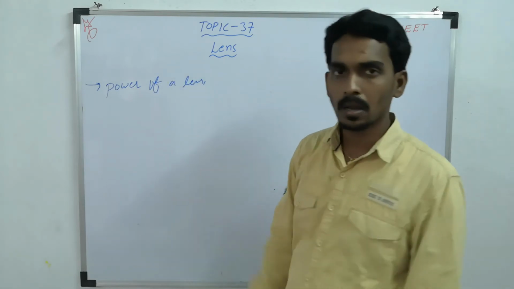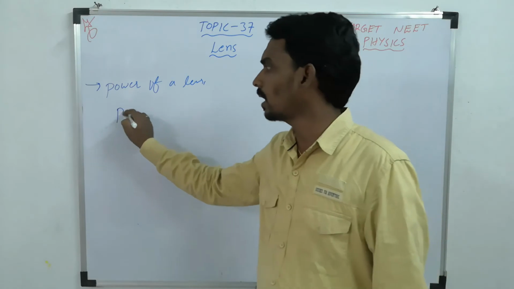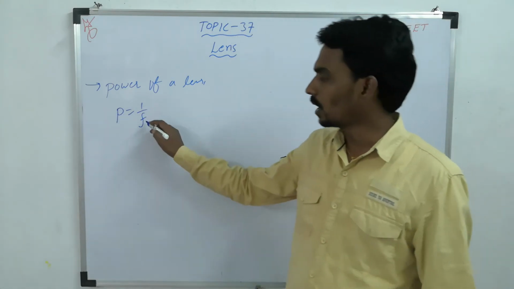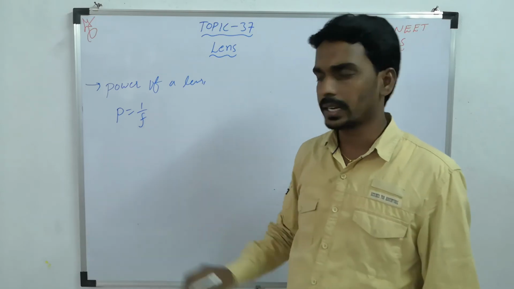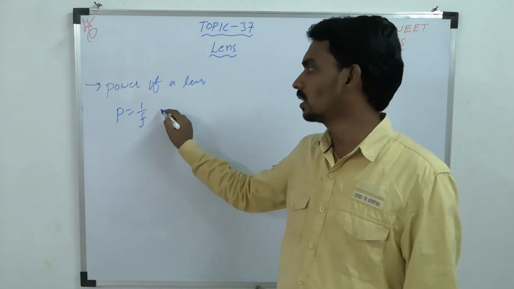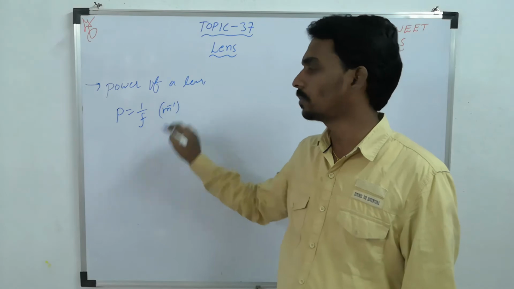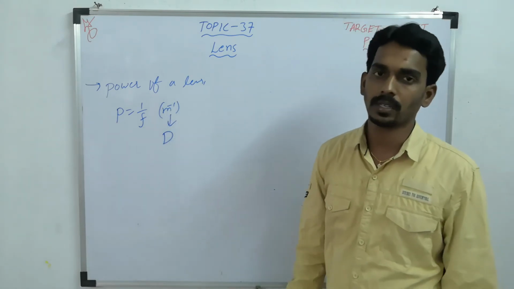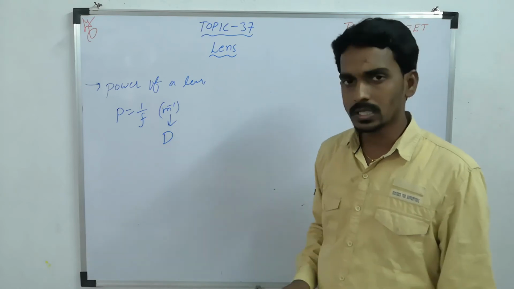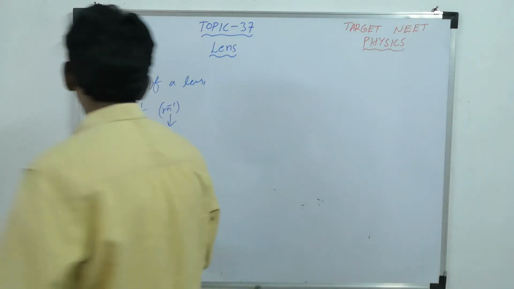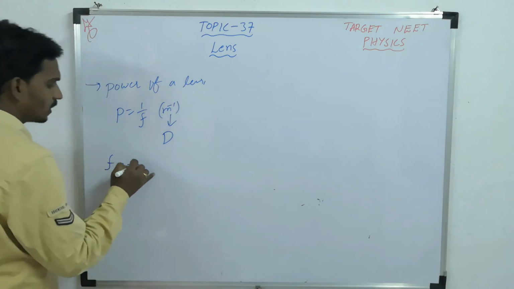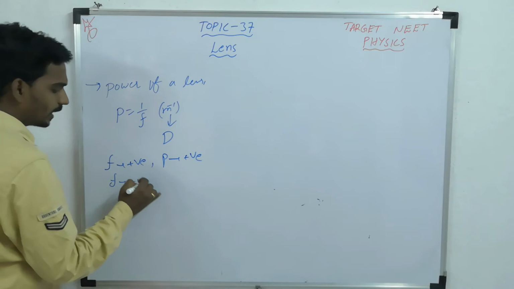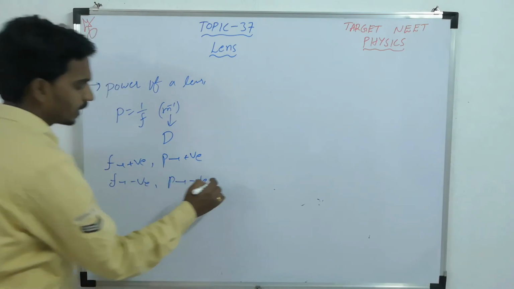What is the other one? Power. So what is the power of a lens formula? 1 by focal length, and always you have to take it in terms of meter, so that it will have the unit per meter. This per meter only we call it diopter. So this is the power of a lens. So f positive means power is also positive. If focal length is negative, power is also negative.